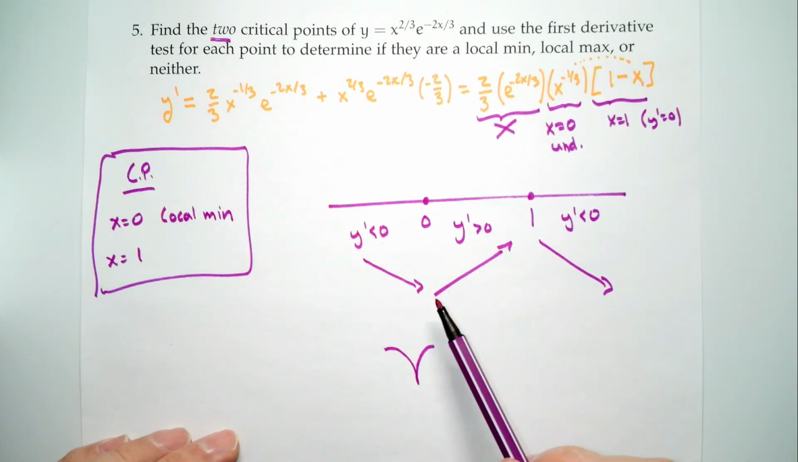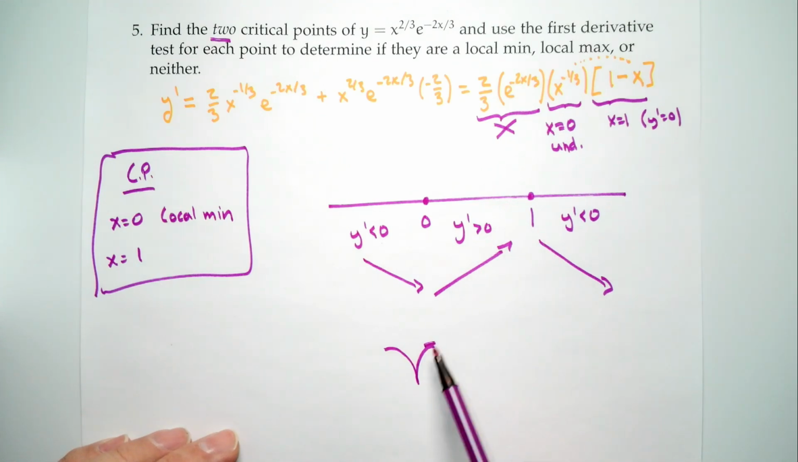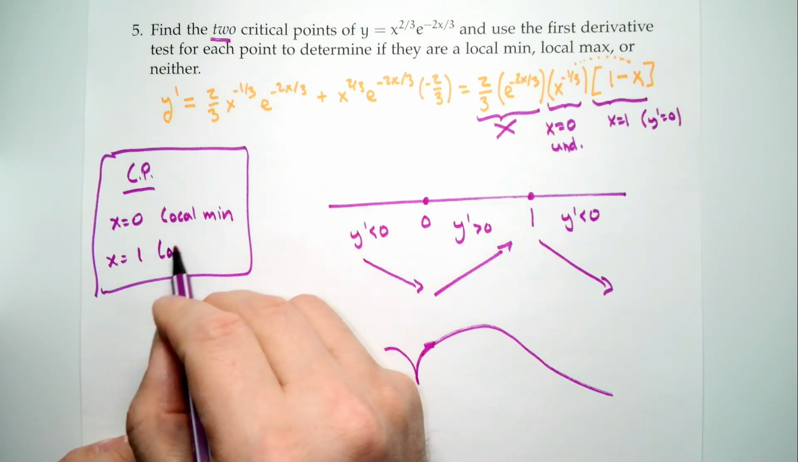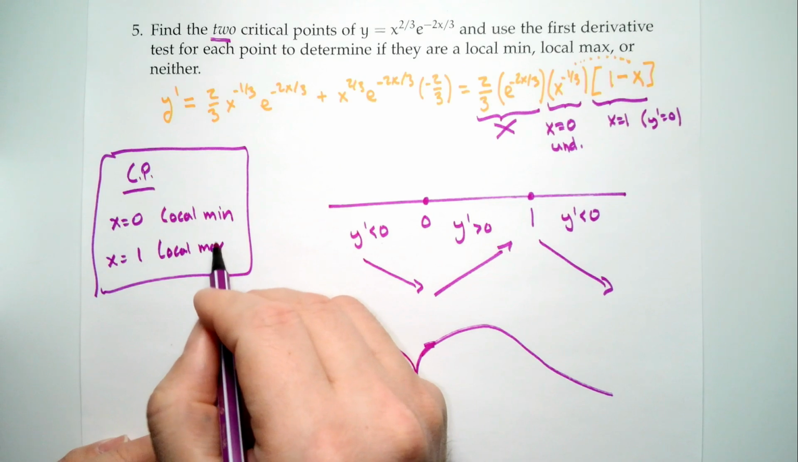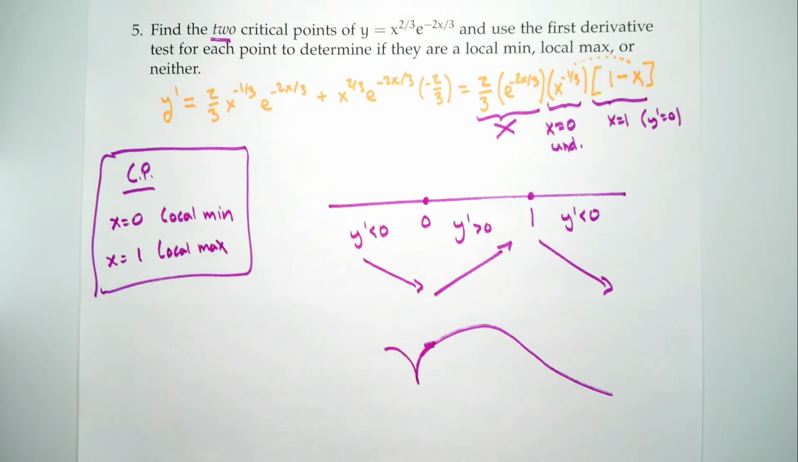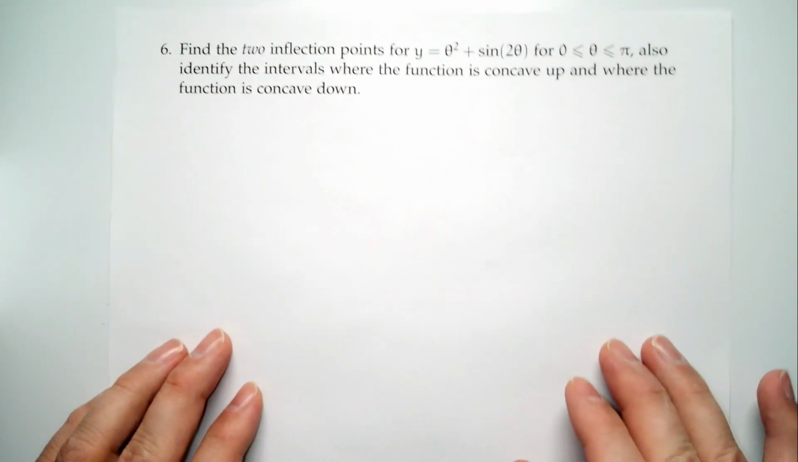Now, at 1, before it, we're going positive, which means we're going up. After, we're going negative. So it means we're doing something like this. We're going up. So what kind of point is it? It's a local max. Go up and go down. That's a local max. And that's our answer. And there we go. That's number 5. All right. Good. Wow, halfway through. And it feels like we barely just began. All right, well, let's go on to the next one.